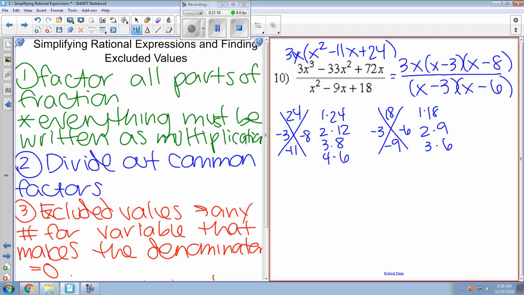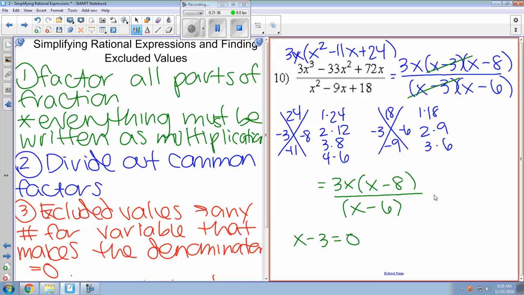When we go ahead and cancel out common factors, since everything's multiplied, you can cancel out anything that matches. x minus 3's cancel, so my final factored answer is 3x times x minus 8 over x minus 6. You can write that in parentheses or not, it doesn't really matter. For your excluded values, you're going to get one from doing x minus 3 equals 0, so x cannot be 3. And you're going to get one from x minus 6 equals 0, so x cannot be 6.